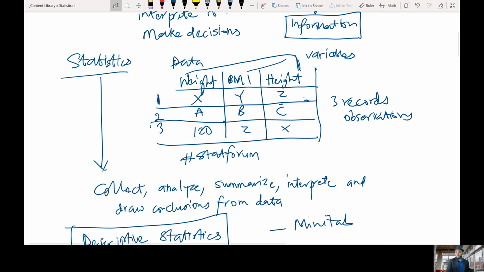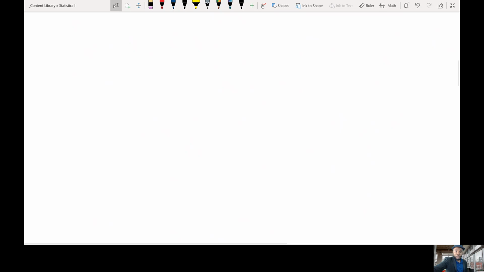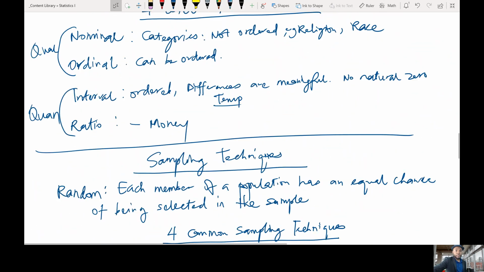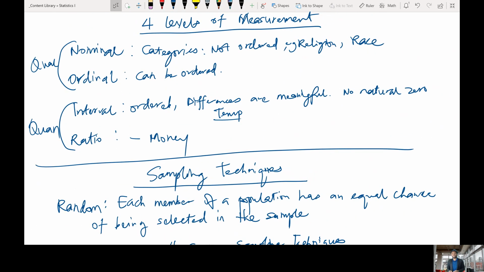Okay, and now we can determine what we want to analyze, what our research goals are, and so on and so forth. You also understand the different levels of measurement, and you also understand that we have nominal. Let me bring it up here. We have nominal, we have ordinal, and we have interval, and we have ratio.